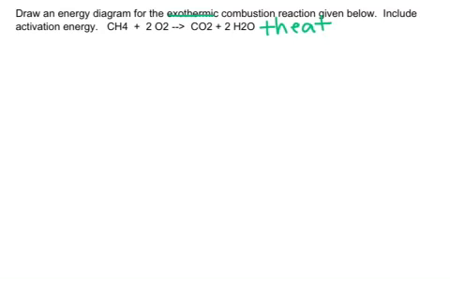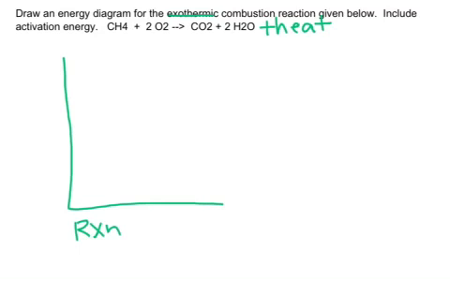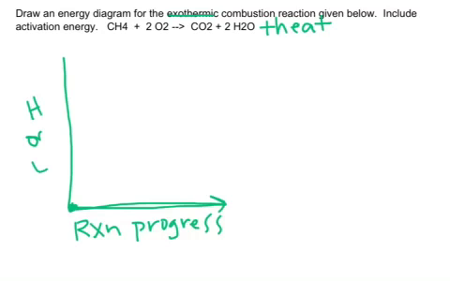Exothermic always means that heat is exiting, and therefore that means that heat is going to be a product. Now next I want to start drawing my graph. So on the x-axis, we always write in reaction progress. In other words, the reaction starts here and it progresses as we go. On the y-axis, we will see H for heat or enthalpy, or we might also sometimes see energy.